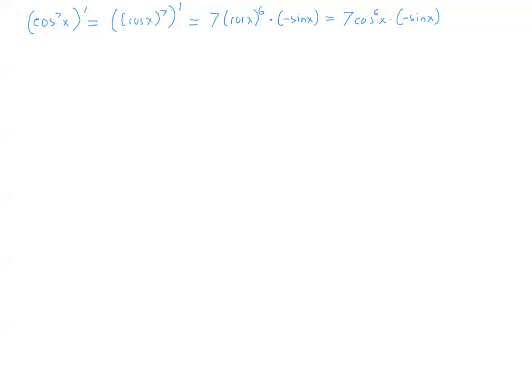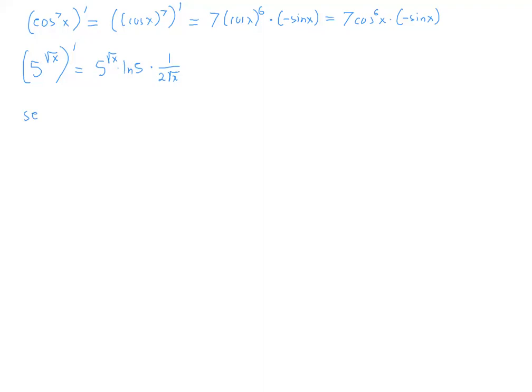And let's do another one. 5 to the square root of x. Let's designate our inner function, that would be square root of x. So we're looking at 5 to the y. What is the derivative of 5 to the y? 5 to the y times ln 5. So 5 to the square root of x times ln 5. And then we have to multiply by the derivative of square root of x, which is 1 over 2 square root of x.